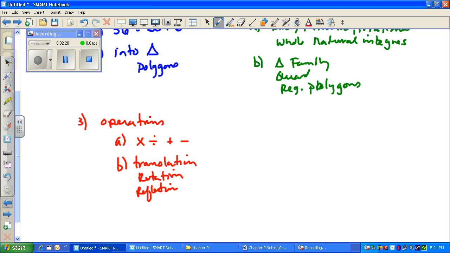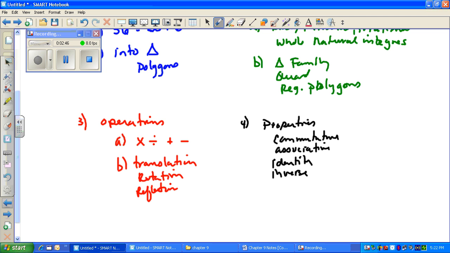So again, it relates to functions. And lastly, they're related, shapes and numbers, with their properties. And if you recall, the properties are the commutative property, associative, identity, and the inverse. And we'll be looking at this, especially the commutative property. So if I reflect and rotate, is that the same as rotate and reflect? So those are how numbers and shapes are related. A must know for sure.